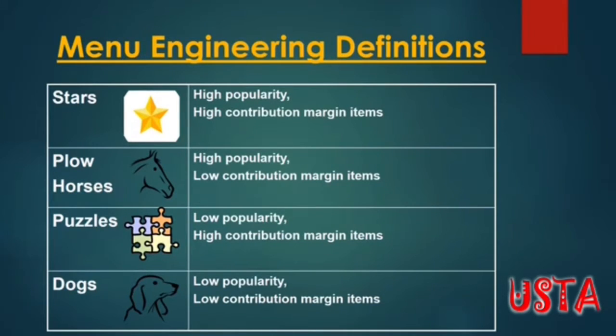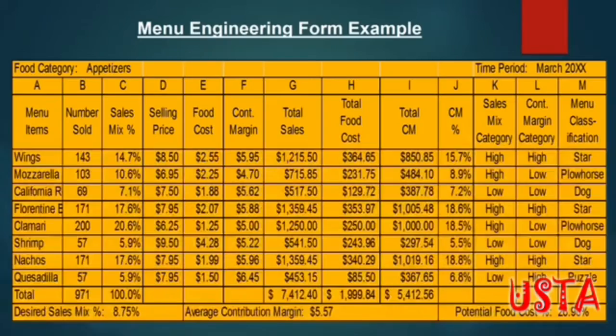So let's take a look at the form we would use to do this. Here is a sample menu engineering chart. To use it, the manager would first input the information regarding the menu items. So here we have the menu items for this fictitious menu: wings, mozzarella sticks, California roll, Florentine empanadas, calamari, shrimp, nachos, and quesadilla. And this would be for the appetizer category for the time period of the month of March.